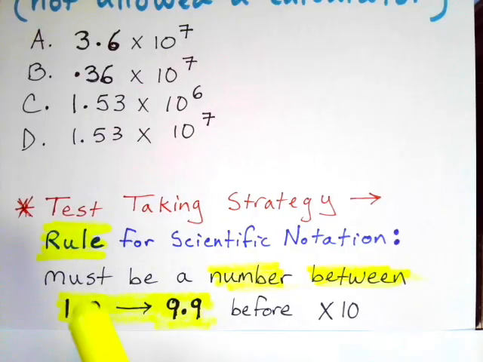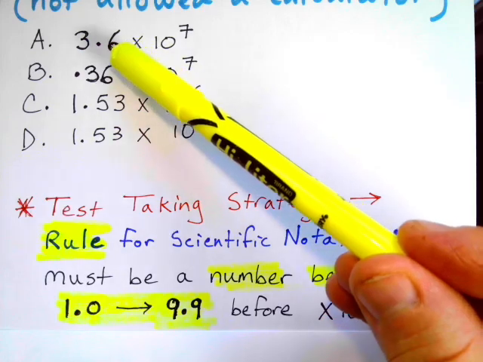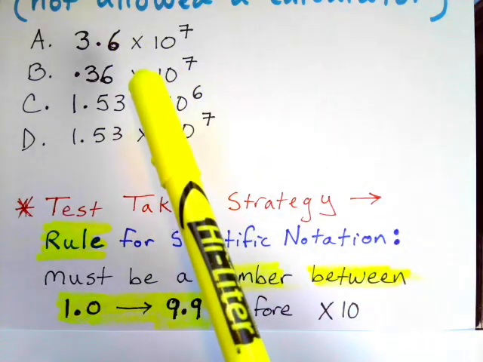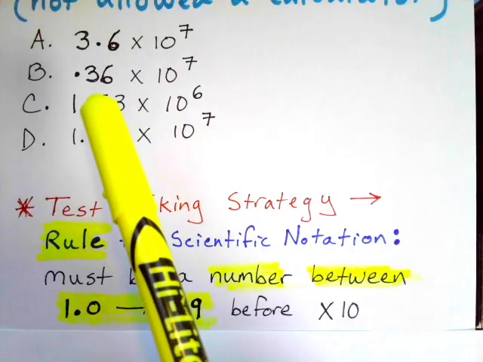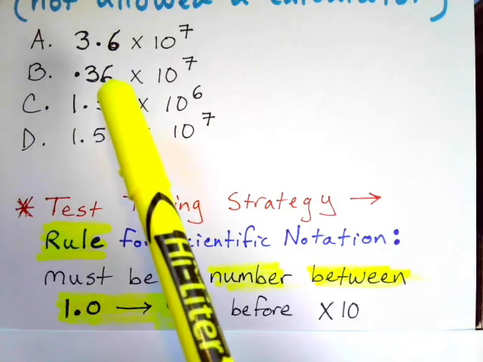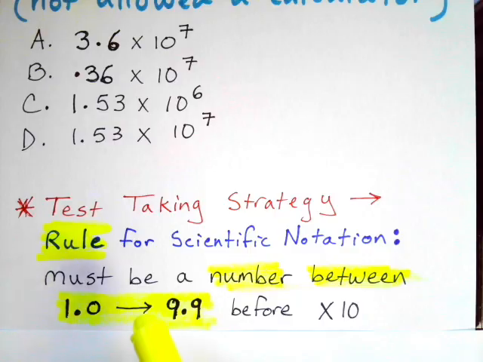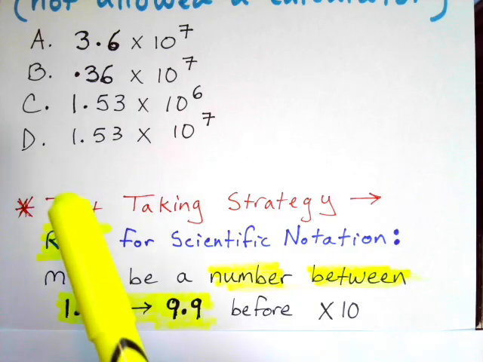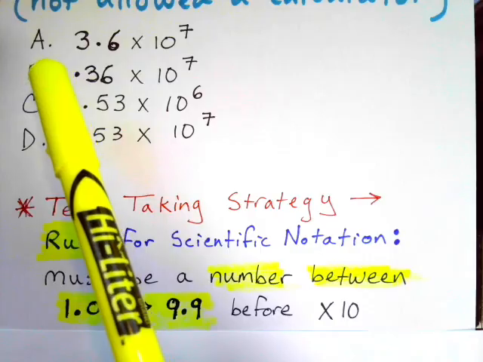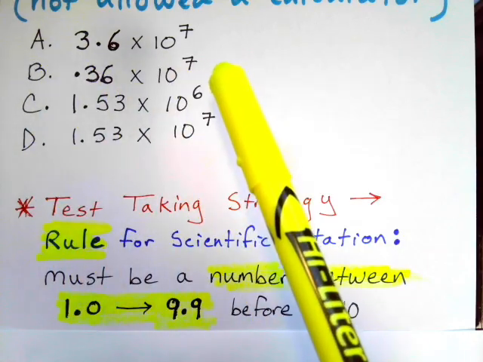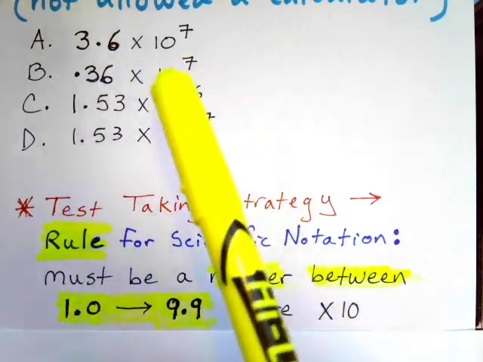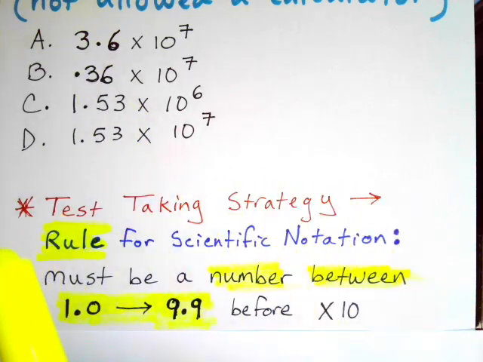Let me ask you something. Is A between 1.0 and 9.9? Yes, it is. 3.6 is greater than 1, and it's less than 9.9. So A checks. What about B? 0.36. Is 0.36 between 1 and 9.9? No, that's a 0 in front of that decimal. 0.36 is smaller than 1.0. Guess what? Eliminate B. The answer cannot be B. It does not follow the rule for scientific notation.